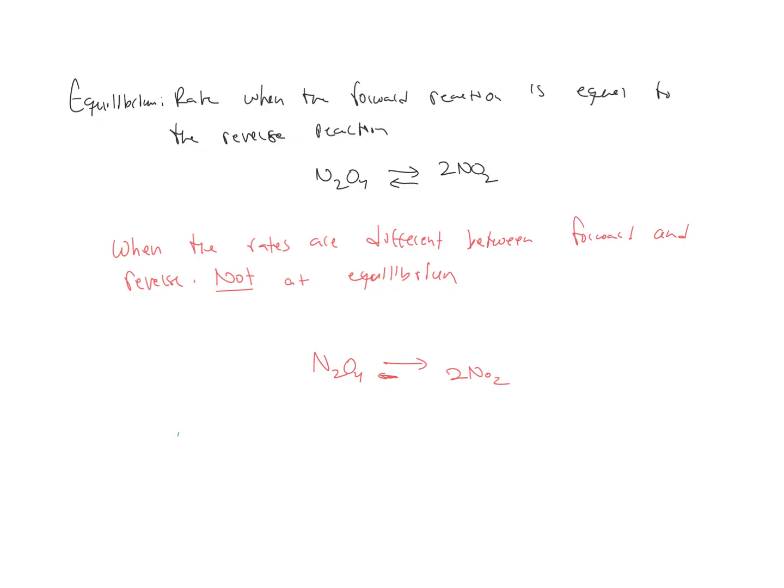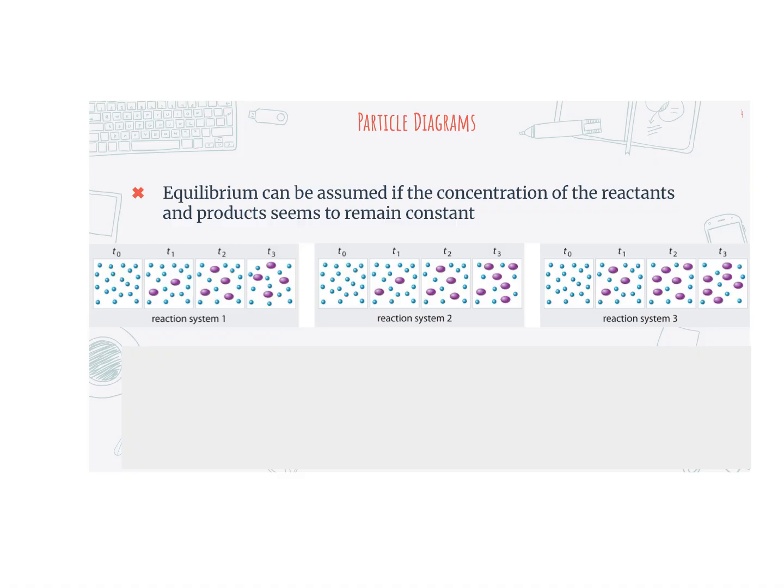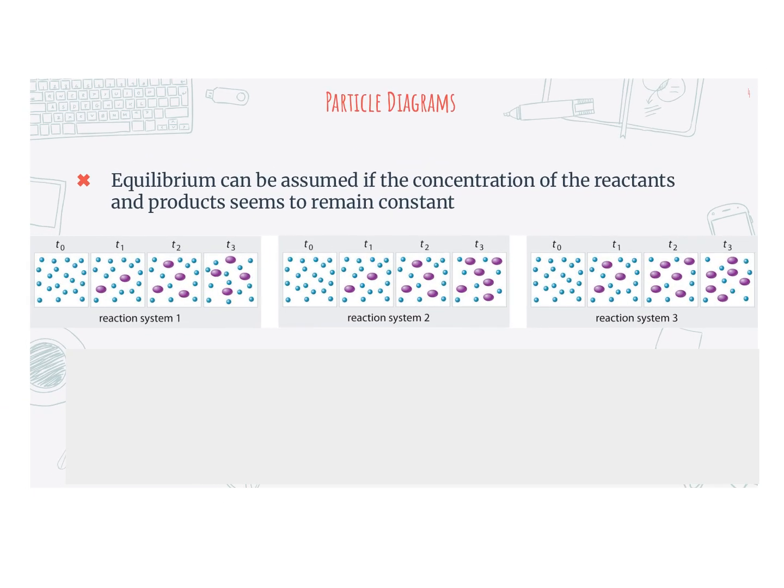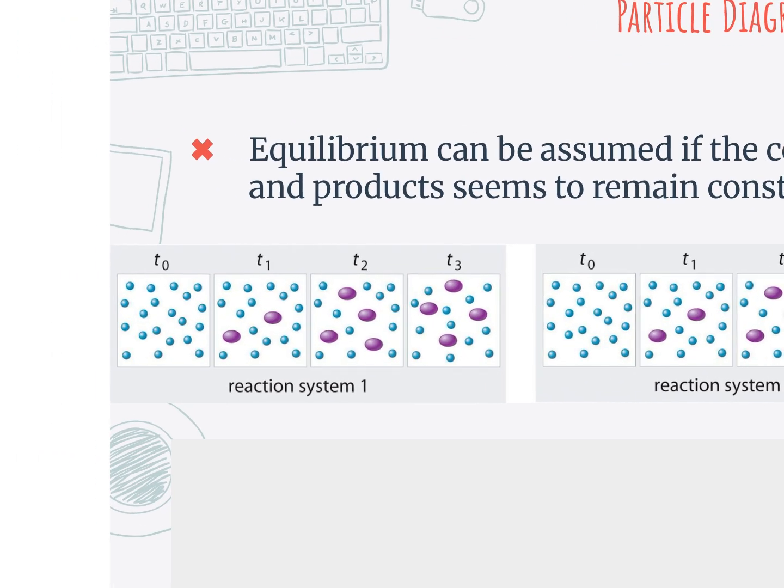In this case, the products are being made faster than the reactants. And we can investigate this in kind of the view of a particle diagram, right? A particle diagram tells you how many particles are in a particular reaction. And so let's focus on reaction system 1 right here.